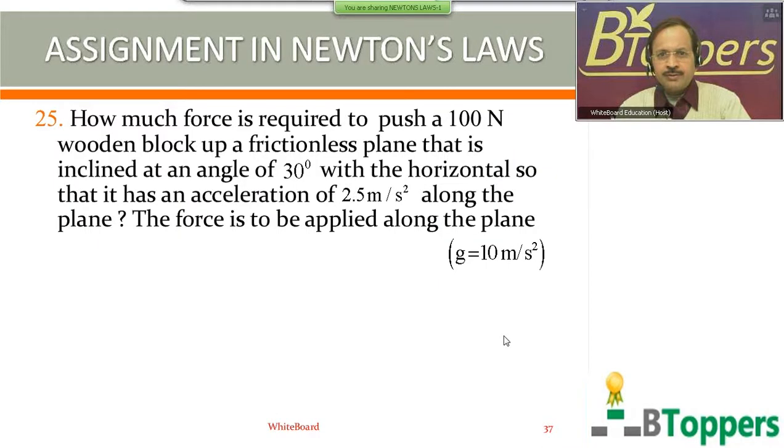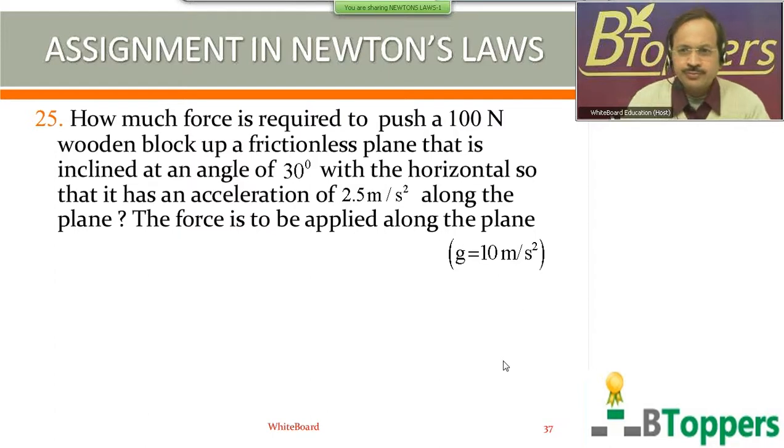Look at the next question, question number 25. In the assignment in Newton's laws, how much force is required to push a 100 Newton wooden block up a frictionless plane that is inclined at an angle of 30 degrees with the horizontal, so that it has an acceleration of 2.5 meter per second square along the plane. The force is to be applied along the plane.